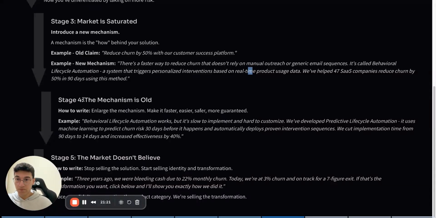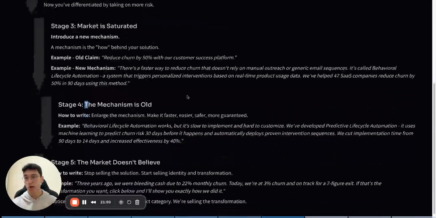And for stage 4, the mechanism is old. In this stage, even the mechanism isn't new anymore because everyone has different mechanisms in this market stage. So you need to enlarge the mechanism. You need to make it faster, easier, safer, or more guaranteed. It's essentially very similar to stage 2.